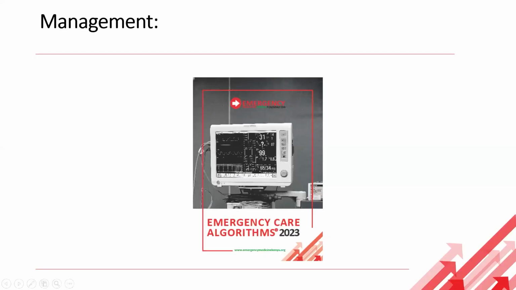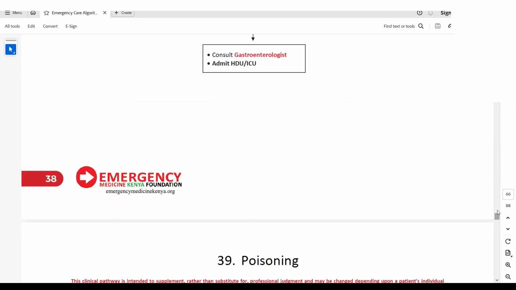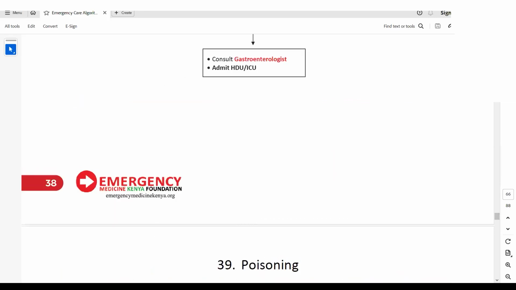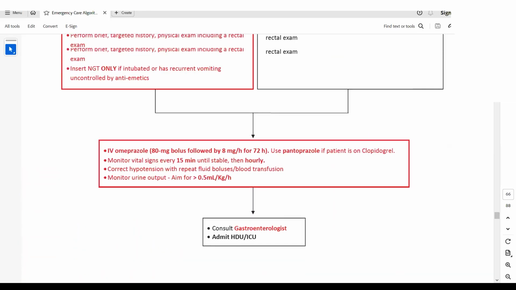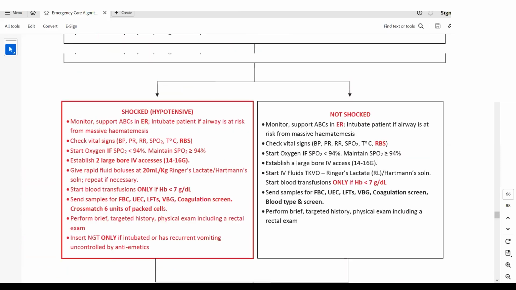So one of the things as we continue to go forward is that we have the emergency care algorithms. This is the 2023 version. And the good thing about it is that it has an algorithm of how we go about dealing with the patient who presents with an upper GI bleed. So I'll go to that and we can have a look at the algorithm on upper GI bleed. This is the algorithm that we use in the emergency department, and we're just looking at the key tenets of it.